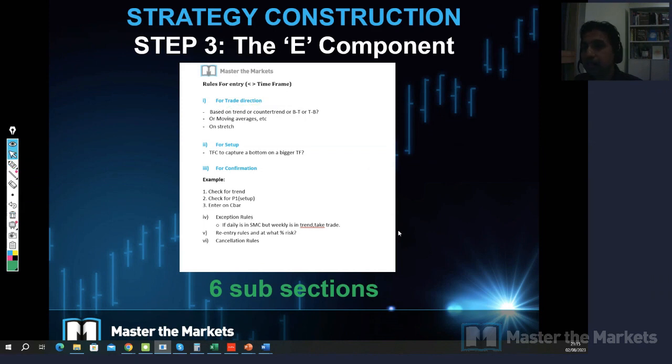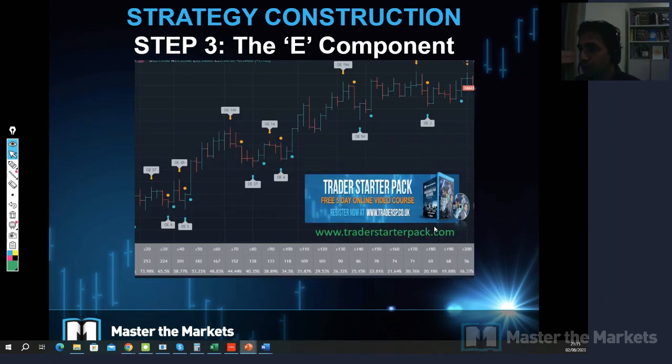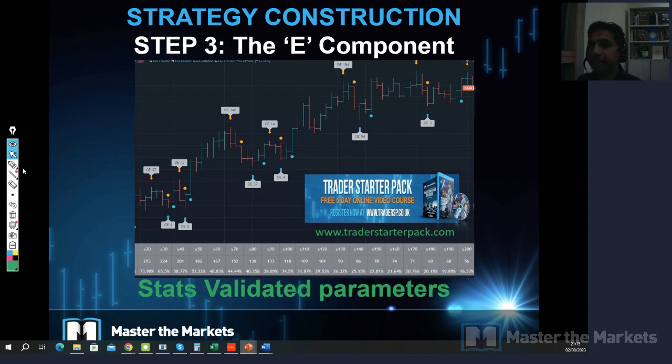The last thing I do want to say is when you write all these rules, traders, it is always better and will make your strategy more robust if those rules on each of the subsections are validated by stats. They are stats validated parameters.